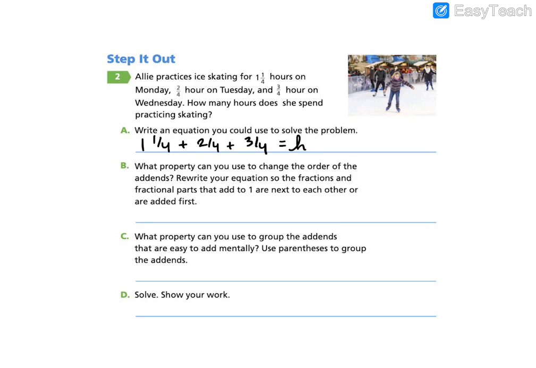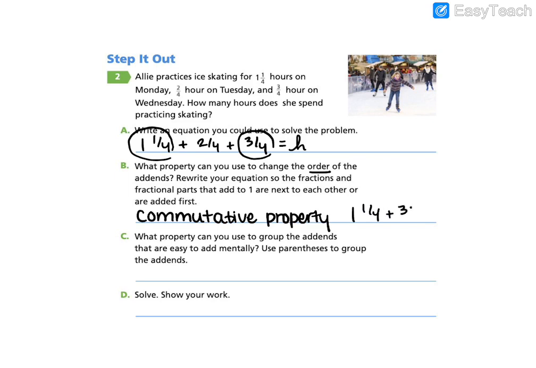What property can we use to change the order of the addends? Rewrite your equation so the fractions and fractional parts that add to 1 are next to each other or are added first. All right, the property that allows us to do that is the commutative property. And if we rewrite that equation, 1 1/4 and 3/4 will add to a whole. So we'll rearrange to say 1 1/4 plus 3/4 plus 2/4 equals our number of hours.